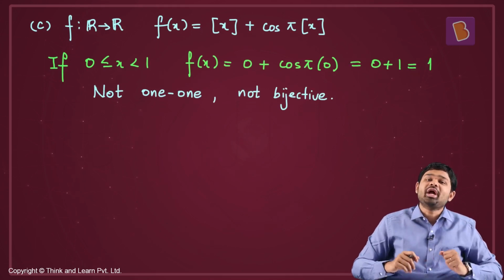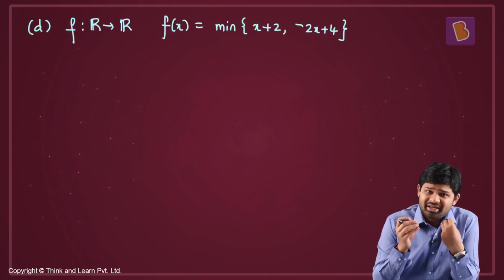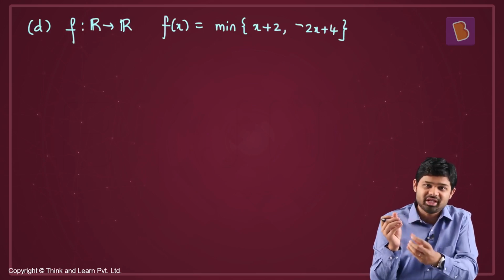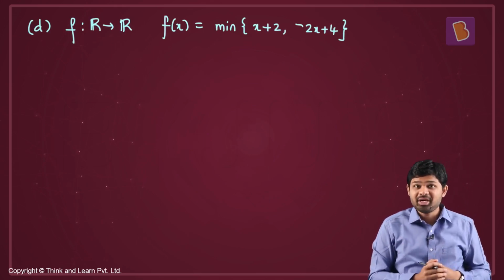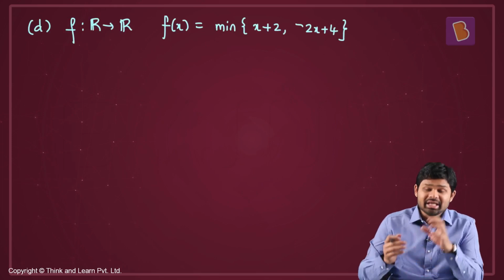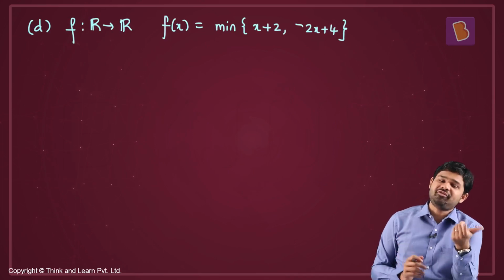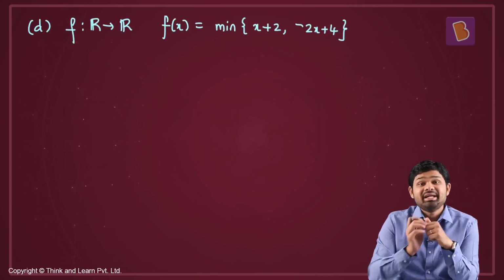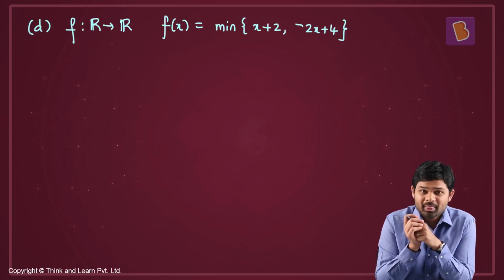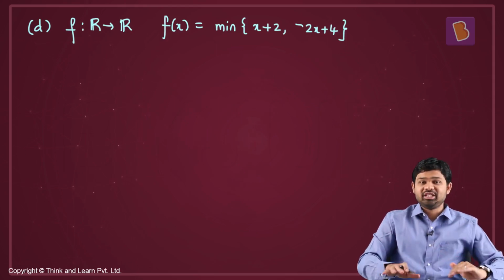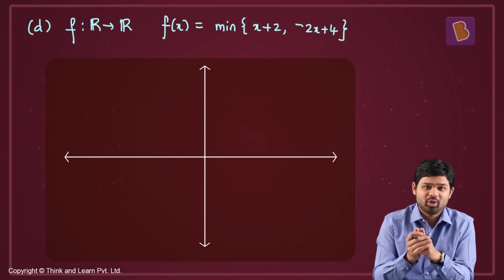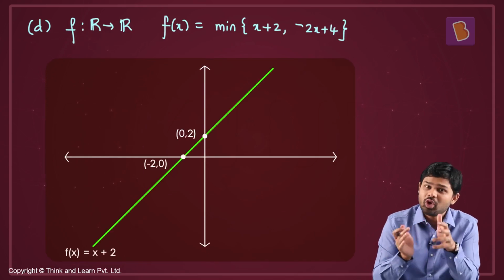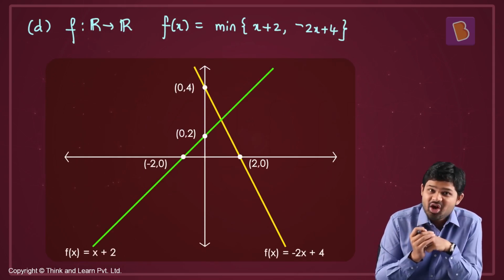Let's move on and look at option D. What is given in option D? In option D, we have yet another function which is mapped from the set of real numbers to the set of real numbers, but its definition is the minimum of two linear functions, x plus 2 and negative 2x plus 4. So this question I'm going to solve graphically. So let's plot x plus 2 and negative 2x plus 4. So this is going to be x plus 2. This is going to be negative 2x plus 4.